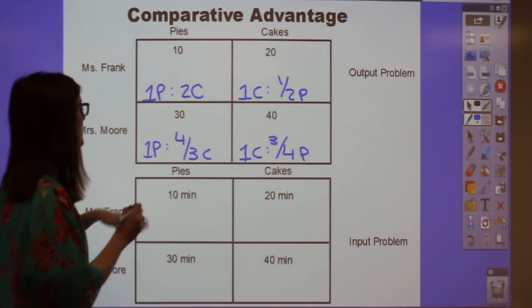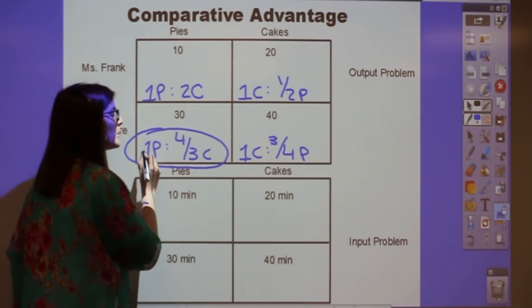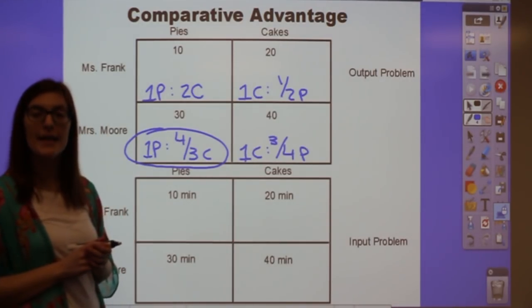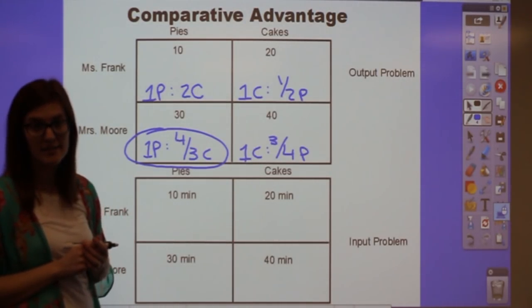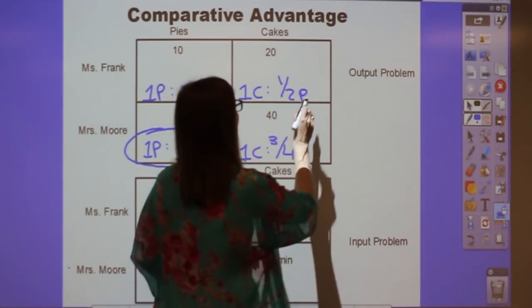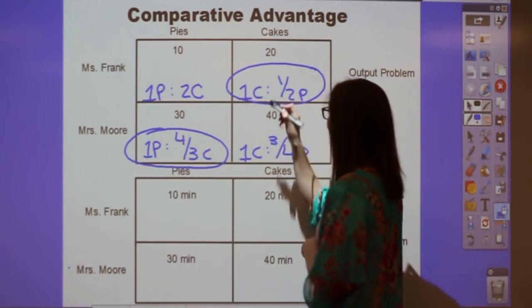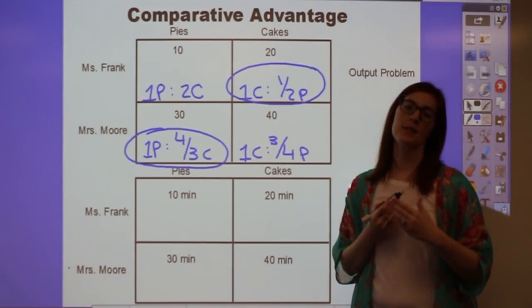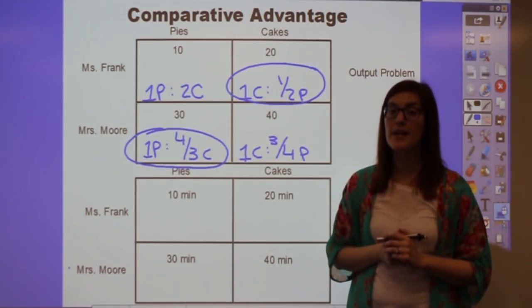So for pies, because 4/3 is less than 2, Mrs. Moore has the comparative advantage in the production of pies. She gives up less than I do to make pies. And for cakes, because 1/2 is less than 3/4, I have the comparative advantage. I give up less to make cakes.